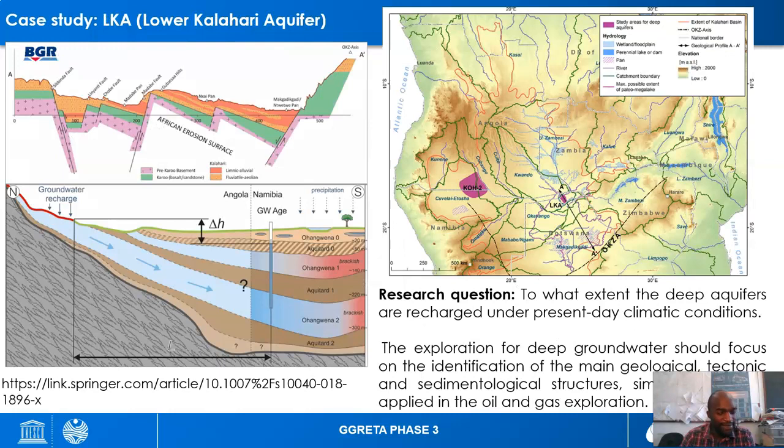And then the second case study will look at the lower Kalahari aquifer, and here we'll look at the extent of deep aquifers and how they are recharged, again across 2 countries. This is basically in Angola, getting into Namibia around the Caprivi region. So of course, this is really focused on understanding deep groundwater exploration and what the potential is for transboundary aquifers in Southern Africa, but also in the sub-Saharan region.